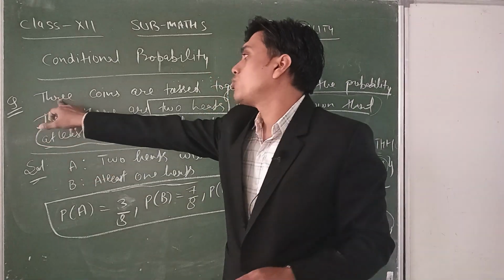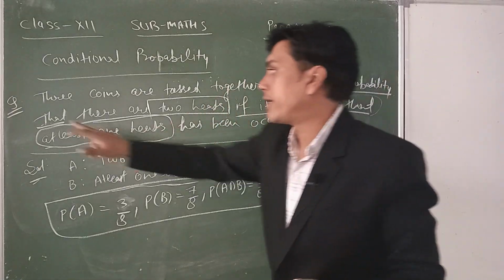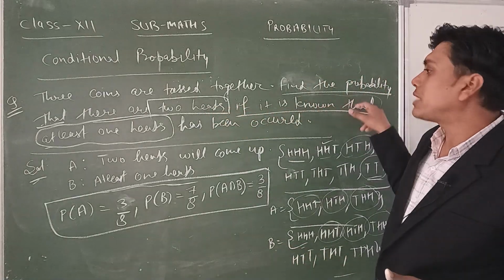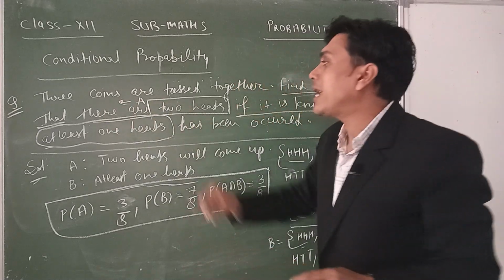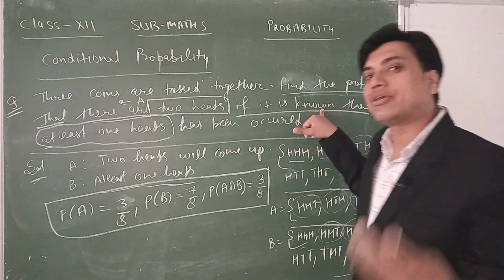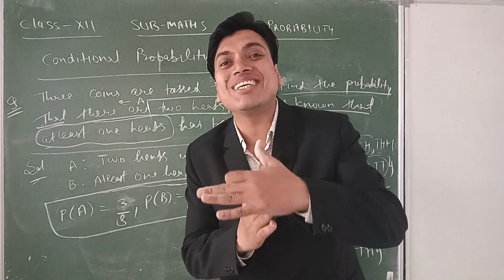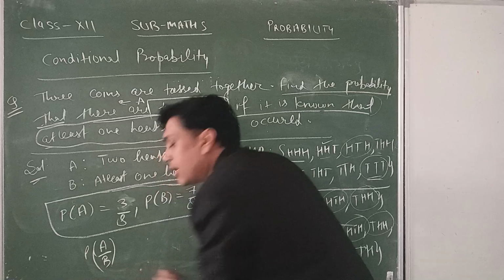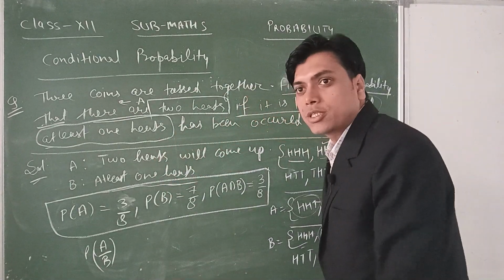Now back to the question. 3 coins are tossed. Sample space. Find the probability that there are 2 heads first, if it is known that at least one heads. A event we have to find, and given it is known means given is B, so we have to find the probability of A when B is given. So it will be probability of A by B. I hope it is visible in the camera.